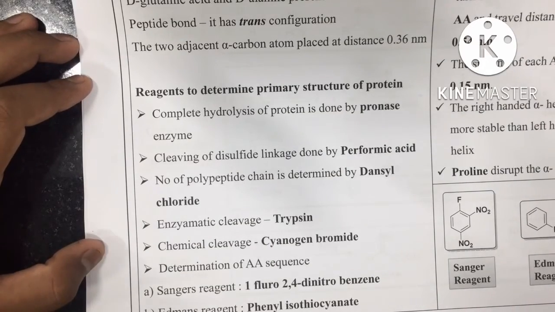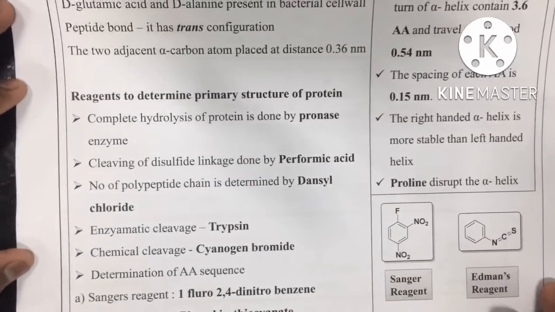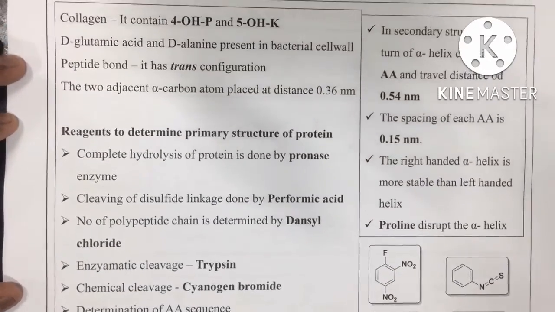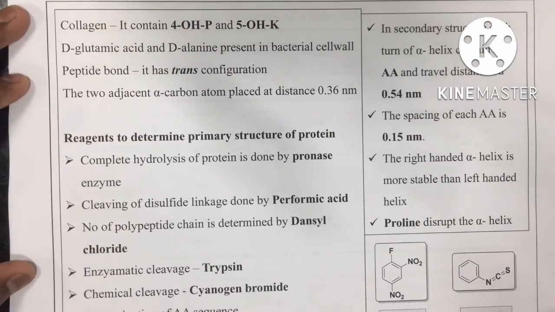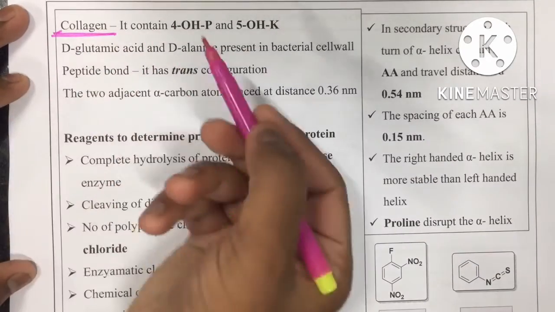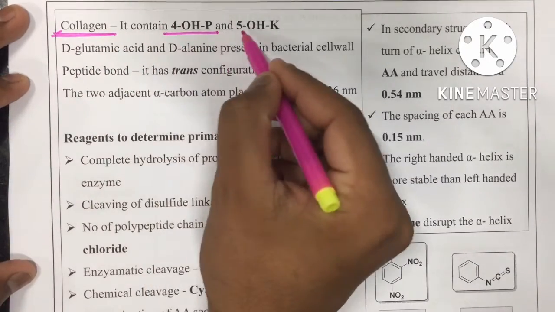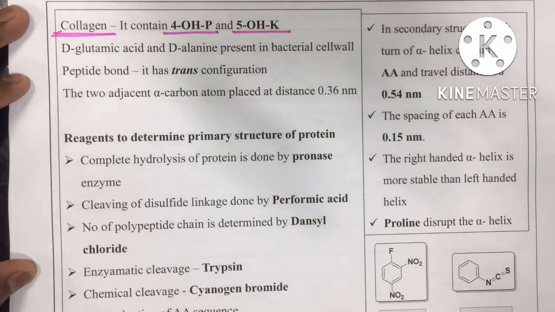Next, some important points. First of all, collagen, right? We know collagen contains 4-hydroxyproline and 5-hydroxylysine, right? The single letter symbols are very, very important from the GPAT point of view, as well as for all pharma competitive exams. Single letter symbols for the amino acids are very, very important. So you have to remember all the single letters, right?